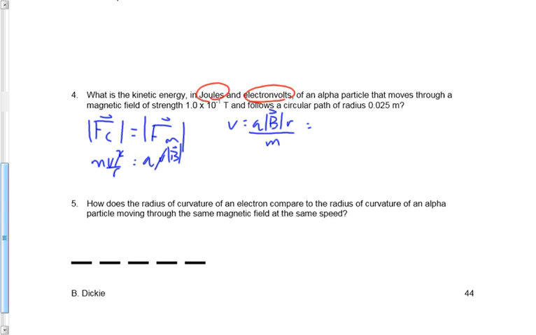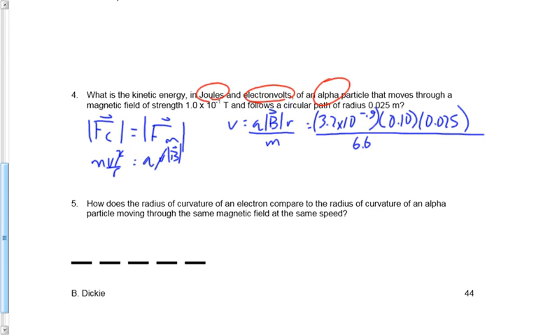It's an alpha particle. I should have circled that. It's 3.2 times 10 to the minus 19 for the charge, times 0.10 for the magnetic field, times 0.025 for the radius. And the mass is 6.65 times 10 to the minus 27 kilograms. Now, I don't know what that works out to be for the speed. I'm guessing something times 10 to the 5-ish meters per second. Let's go with the unrounded number, though, actually. 1 point.